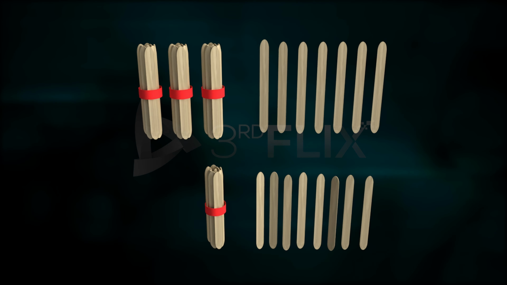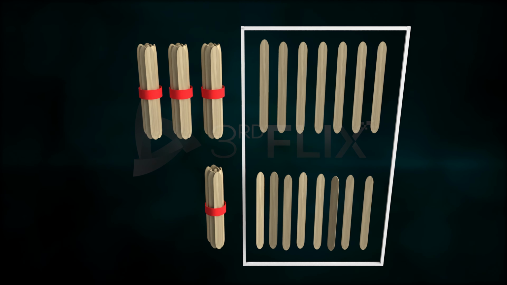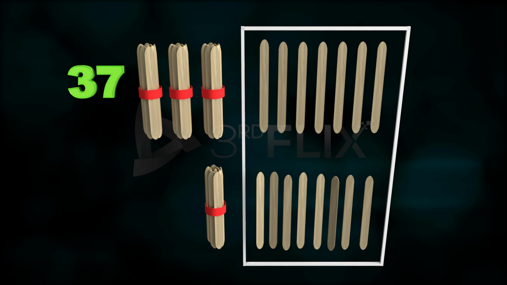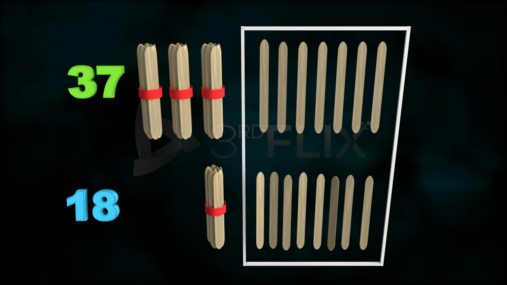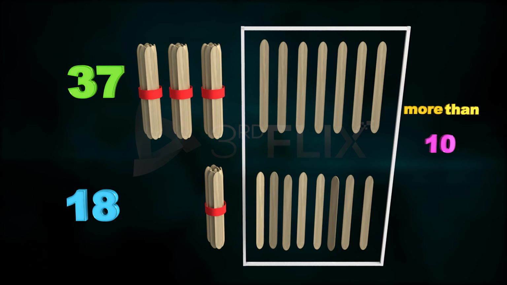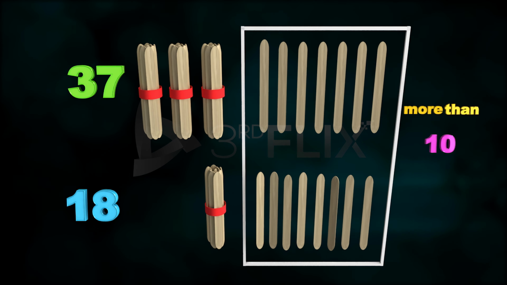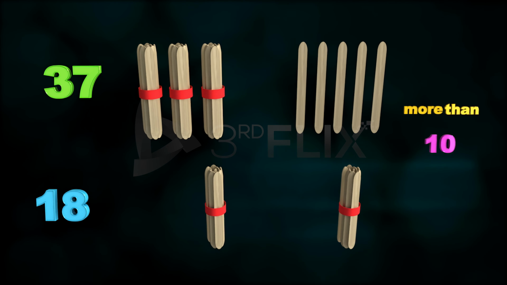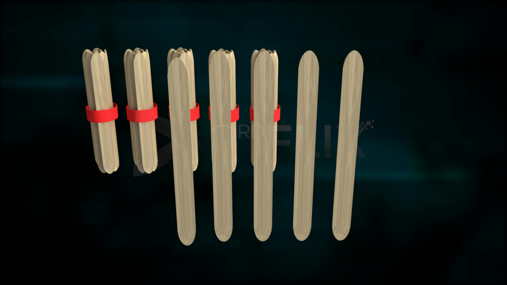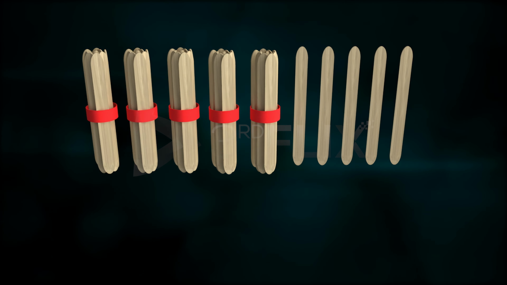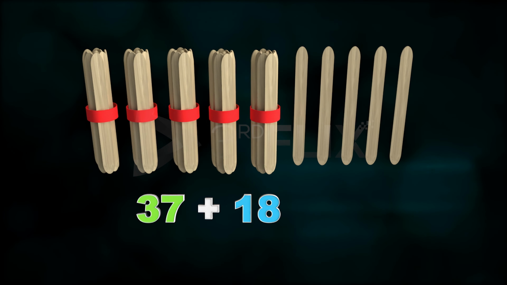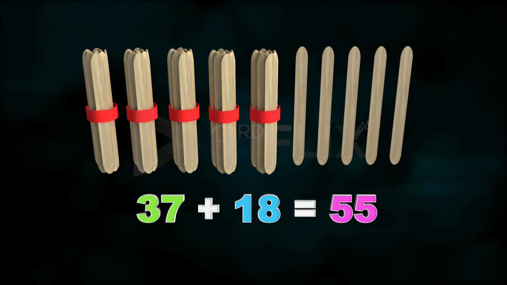She first added the digits in the ones place, that is, the loose sticks. 37 students, 18 students. There are more than 10 loose sticks, so tie 10 loose sticks together to get another bundle of 10. There are 5 bundles of 10 sticks and 5 loose sticks. So, there are 55 sticks in total. 37 plus 18 is equal to 55.